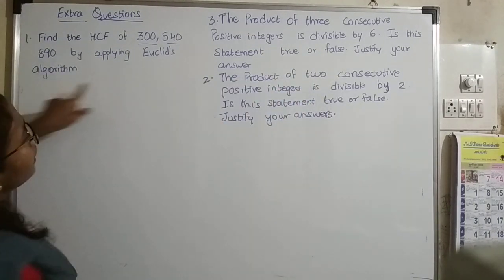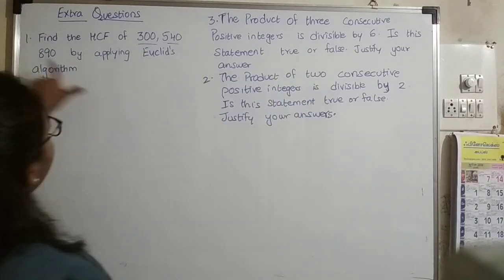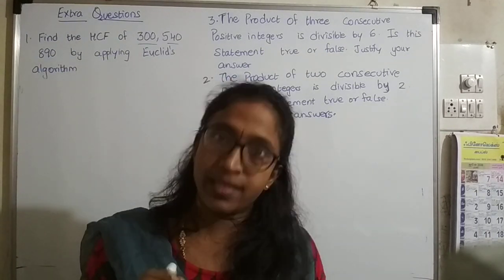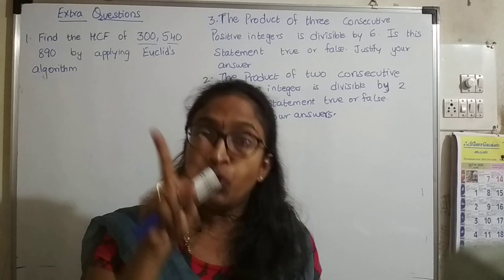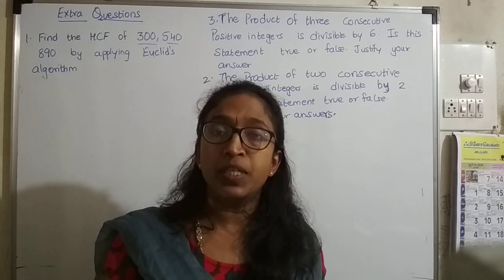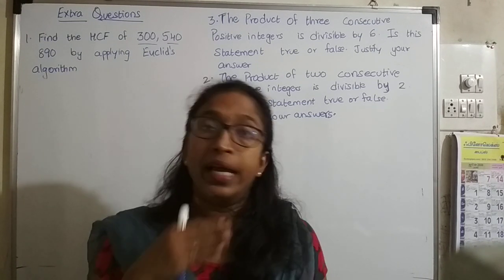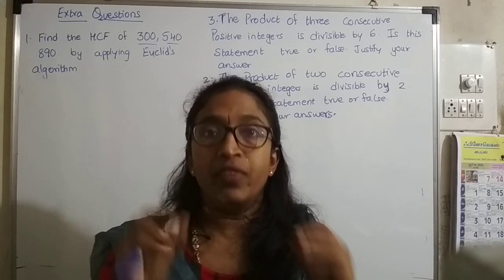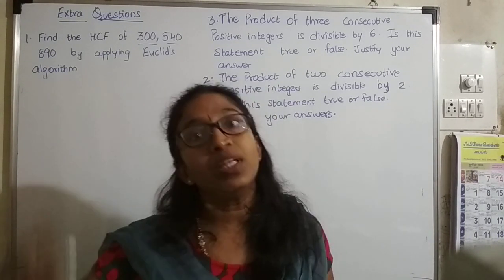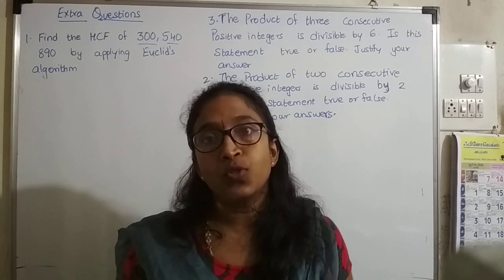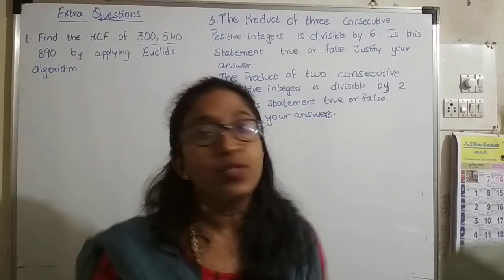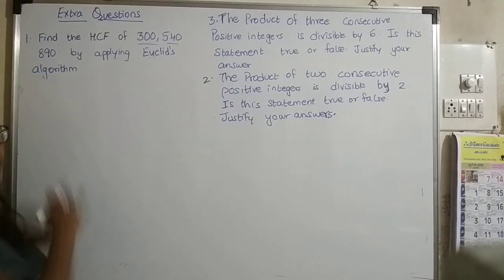First one: find the HCF of 300, 540, 890 by applying Euclid's algorithm. You have already learned how to find the HCF of two numbers by Euclid's algorithm. Now I will show the HCF of three numbers by Euclid's algorithm, so that even if it is asked for three numbers, you should be able to solve. If it is asked by the prime factorization method, you all know that. So I am showing the Euclid's algorithm method.